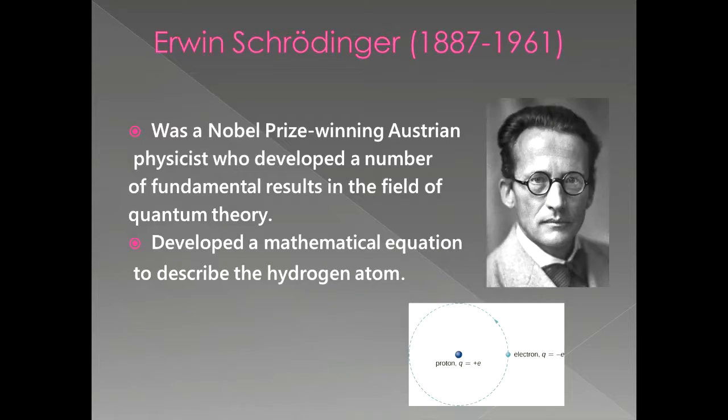Erwin Schrödinger was a Nobel Prize-winning Austrian physicist who developed a number of fundamental results in the field of quantum theory. He developed a mathematical equation to describe the hydrogen atom.